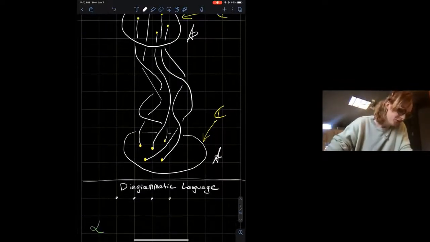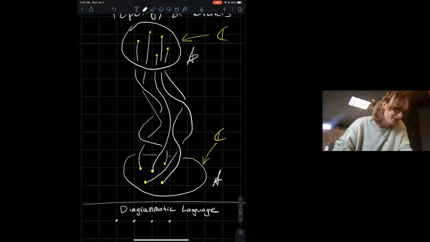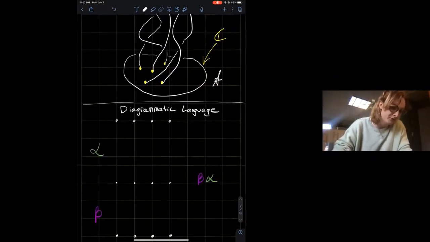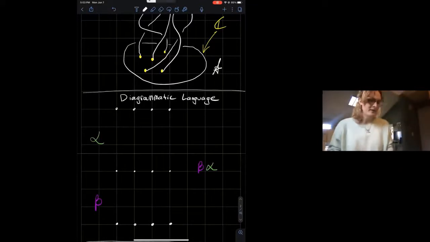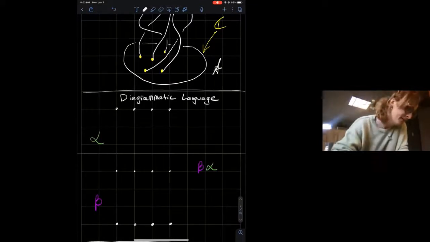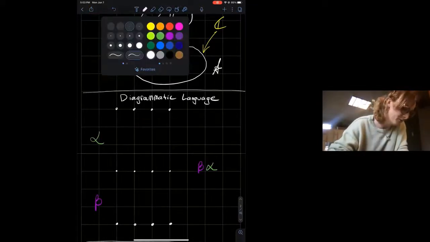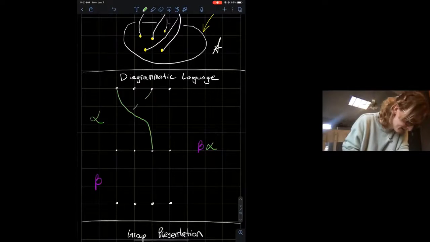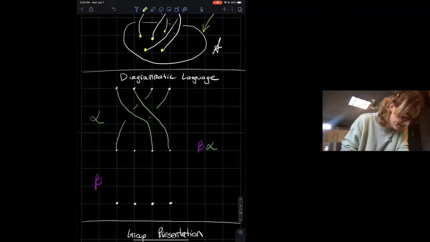So if you squint your eyes a little bit, you might be able to imagine how we can use this to build a diagrammatic language for the homotopy group, where we can think of these dots at the top here as our marked points. And then we can draw a braid, maybe something like this, which shows some homotopy class of loop.